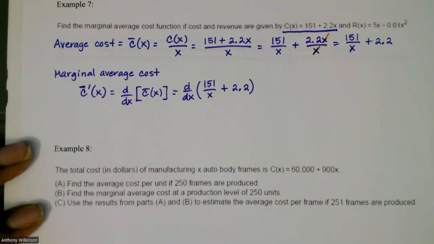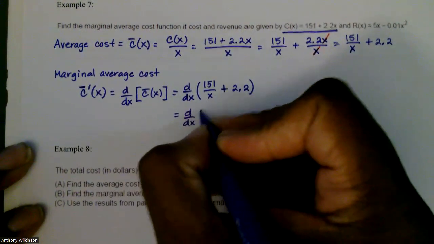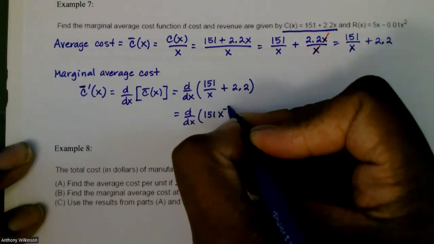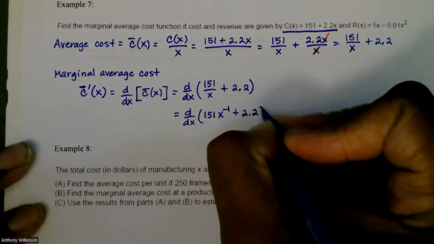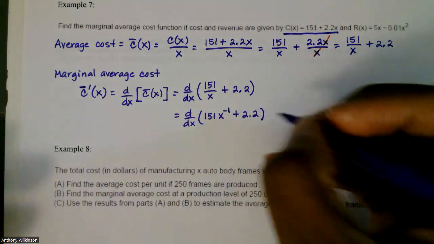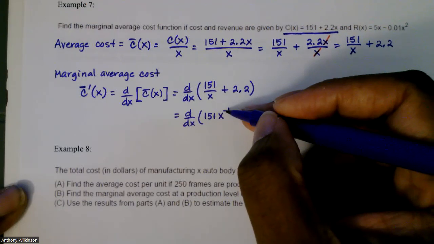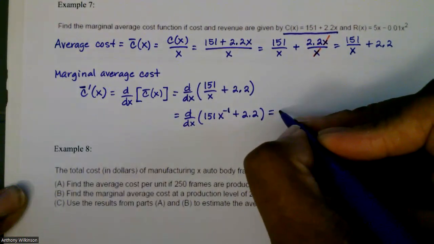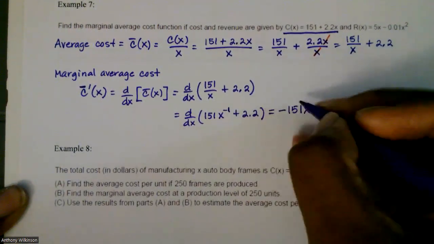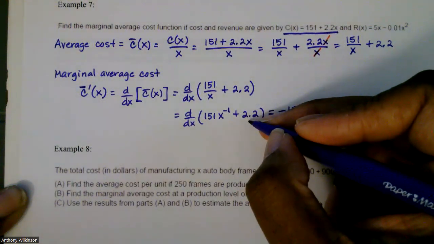But that 151 over x, I'm going to write using negative exponents. So the derivative with respect to x of 151, pull the x out of the denominator, change the exponent of 1 from positive 1 to negative 1. So the derivative with respect to x of 151 x to the negative 1 plus 2, we just take the derivative of each term. For 151 x to the negative 1, I bring that negative 1 down, multiply by 151, it'll be negative 151. Copy the x over to the 1 less power. Negative 1 minus 1 is negative 2. And the derivative of 2.2, the derivative of a constant, is 0.